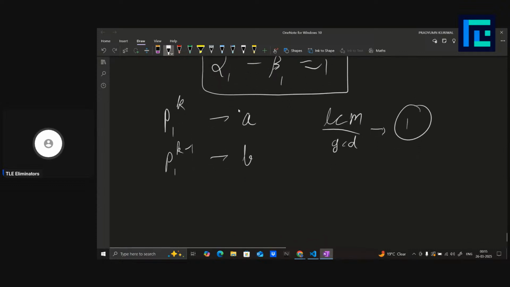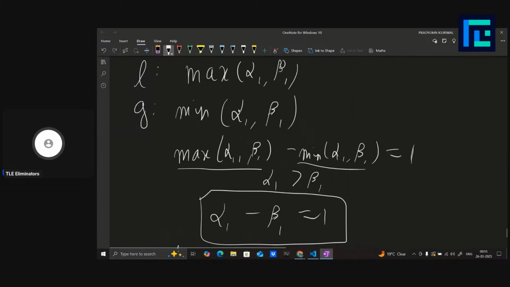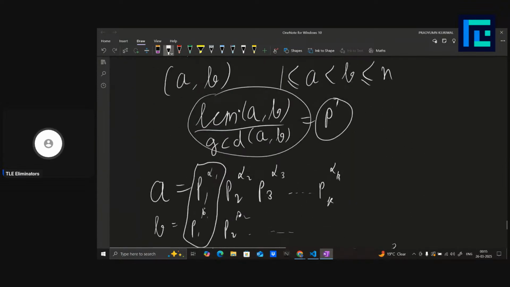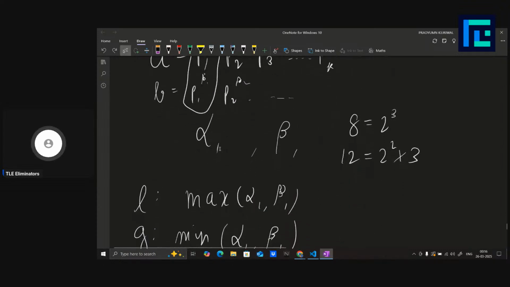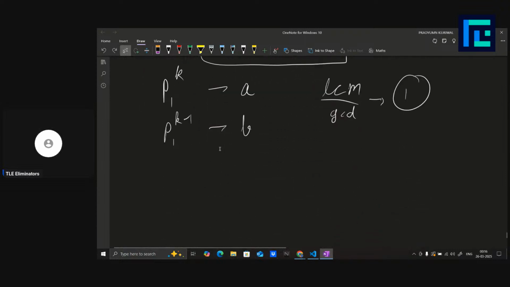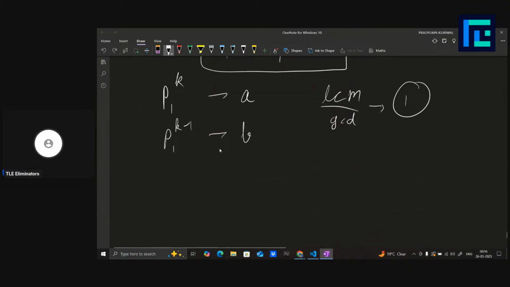But one more thing to notice is that we don't want this for every prime. We want that only one prime's power should be 1, and all the other prime powers should be 0. So p1 to the power 1, but p2 to the power 0, p3 to the power 0, and so on, because we want this whole number to be prime. That means we should have only one prime factor in this ratio. So in a and b, the power of p1 should be k and k minus 1, so that the power of p1 in the ratio is 1.